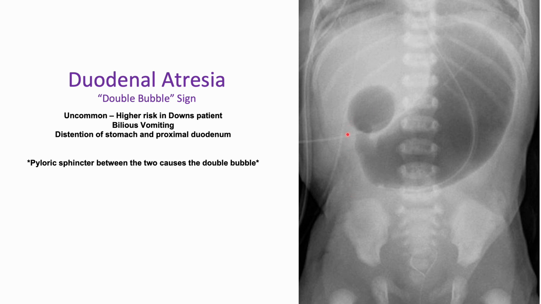Then no air distally because we don't have a communication between this proximal region of duodenum and distal because it did not form. That is known as atresia.